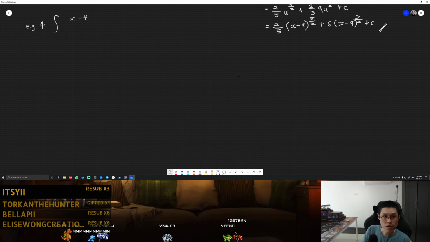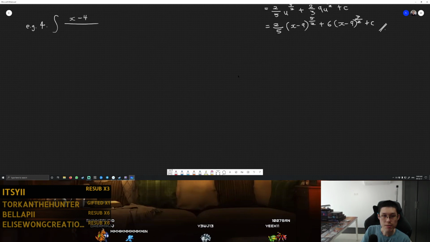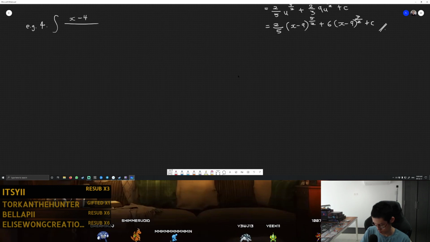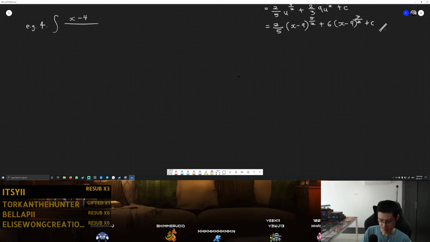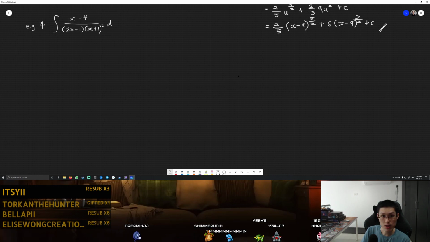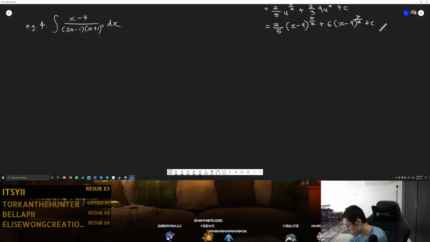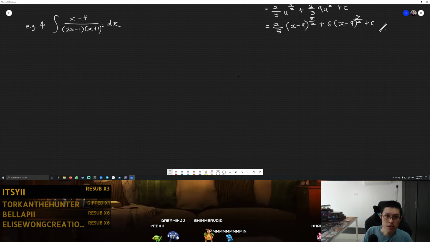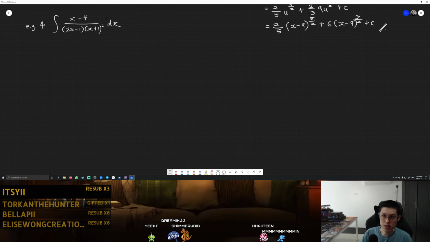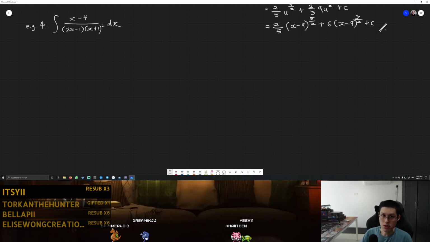Integrate x minus 4 over 2x minus 1 times x plus 1 squared dx. Okay, if you get something like this, you can see that there are two terms down here, two functions. You have to do partial fractions first. If you can't do integration by substitution, the next thing you should check is whether you can do partial fractions. If you can, usually you have to do that first. So let's do partial fractions.